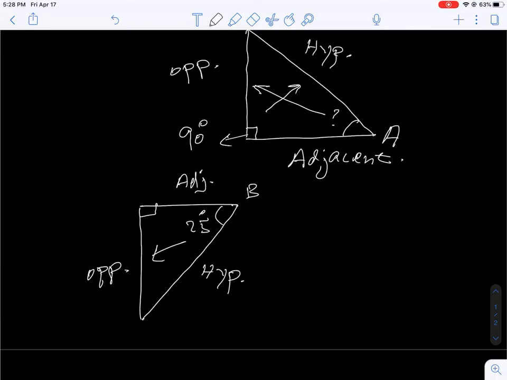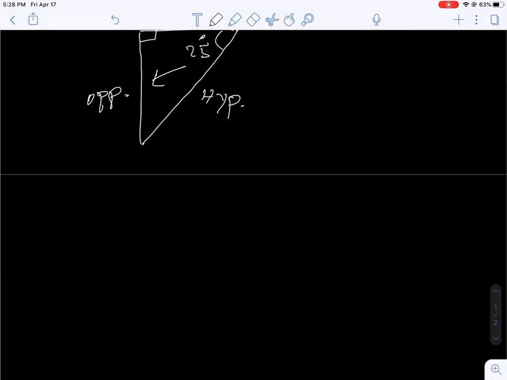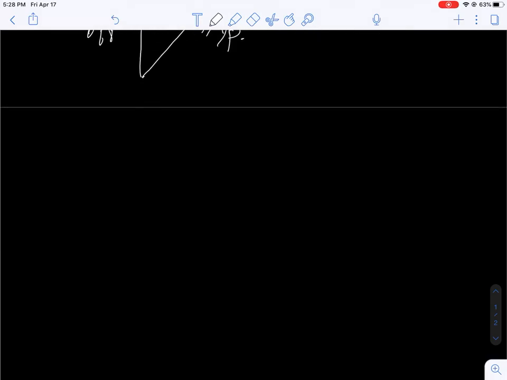Now I hope it's clear how to determine the side lengths, because this is very important. If you are able to determine the side lengths, you'll be able to use primary trig ratios effectively, and you'll be able to solve different kinds of questions. Okay, let's do a couple of examples.